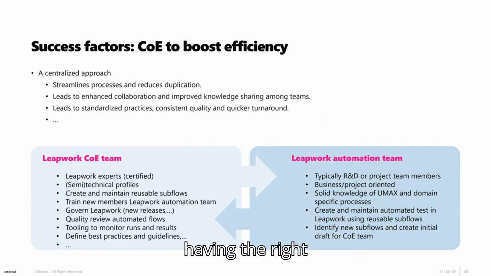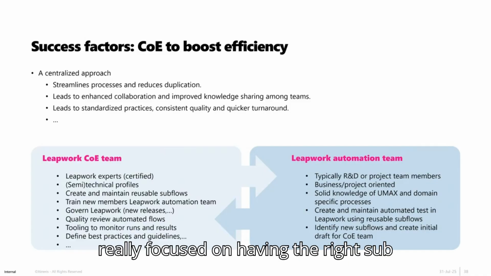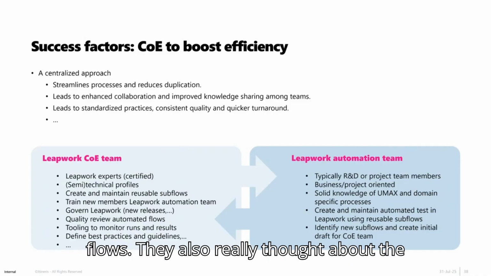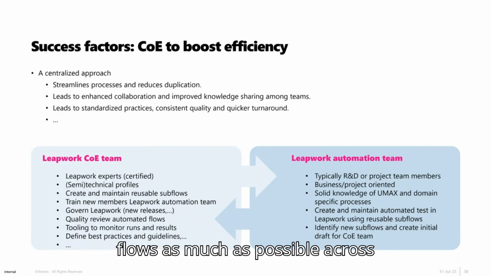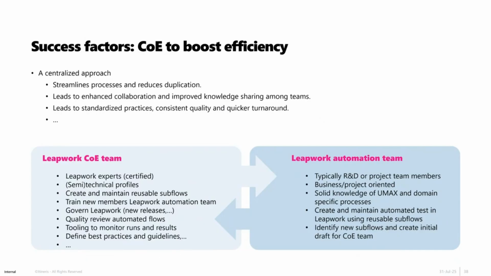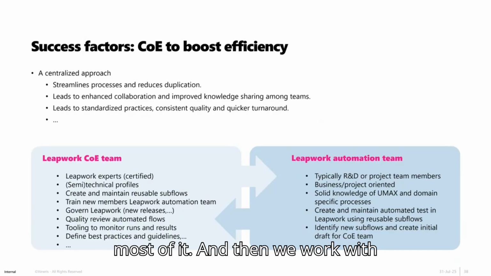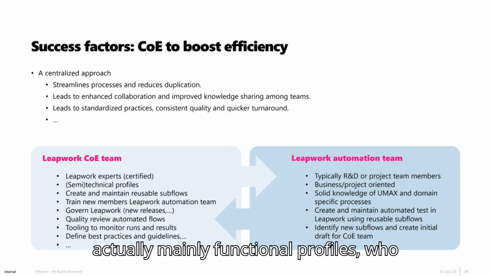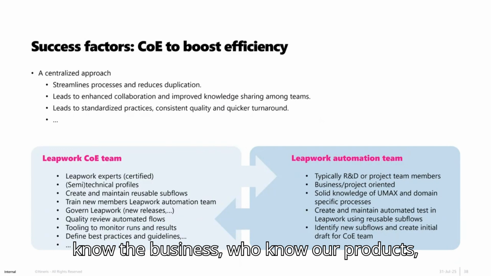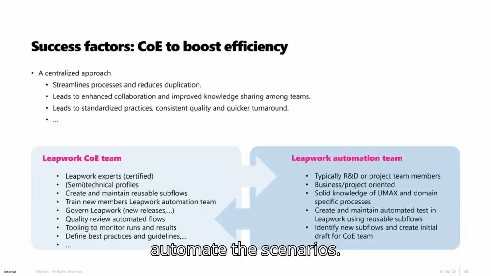And they really focused on having the right guidelines and best practices. They focused on having the right subflows. They also thought about the ALM process we want to apply to make sure we can reuse the subflows and the flows as much as possible across releases and across customers to get the most out of it. And then we work with decentralized automation teams, who are mainly functional profiles, who know the business, our product, and our customers, to actually automate the scenarios.